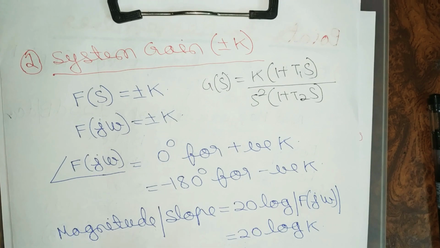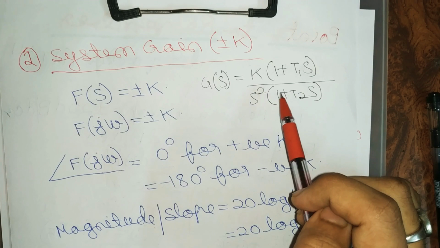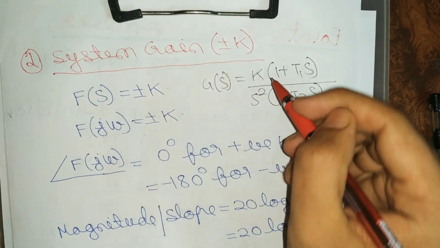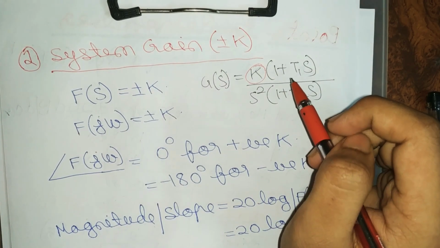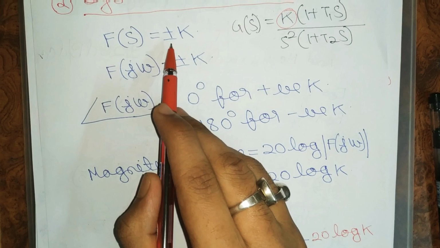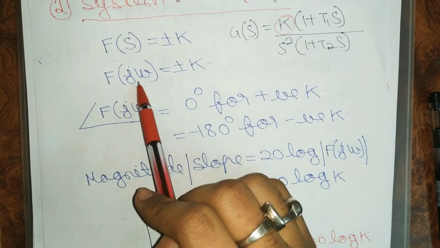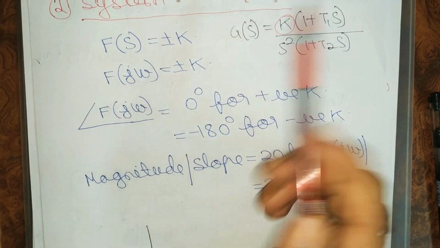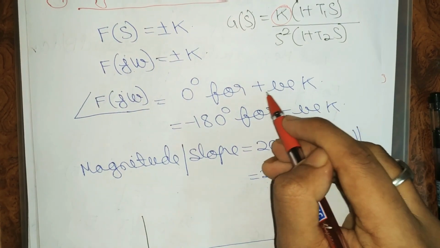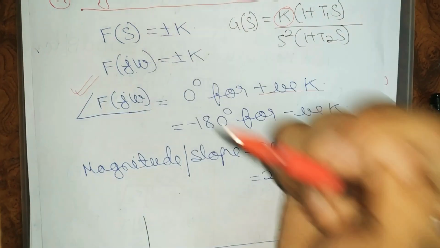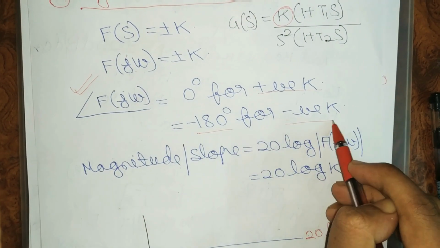Now the system gain. So this is a question you have to solve. You can see this K is the system gain K. So F(s) is equal to plus or minus K. If you put j omega in place of s, the angle will become 0 degree for positive K. This is a very important point which you have to remember: 0 degree for positive K and minus 180 degree for negative K.